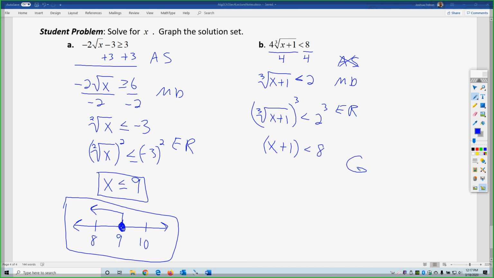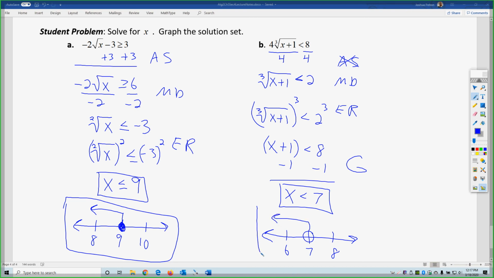Now we do the grouping symbol last. X is less than 7. And we'll do our number line for the set of numbers, which is 7, 8, and 6. It is not equal to, there's no line underneath. That's an open circle, and less than 7 goes towards 6 for our complete answer. And that is the end of part 4.